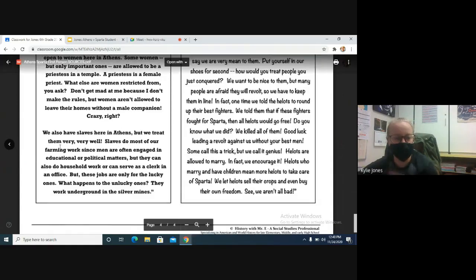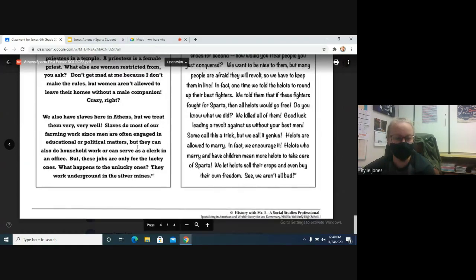Slaves do most of our farming work since men are often engaged in educational or political matters, but they can also do household work and can serve as a clerk in an office. But these jobs are only for the lucky ones. What happens to the unlucky ones? They work underground in the silver mines.